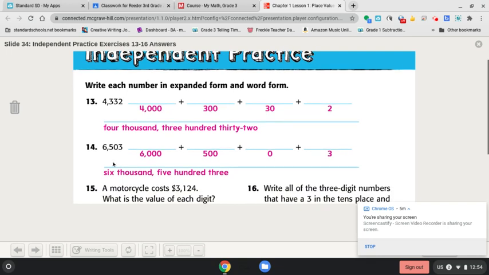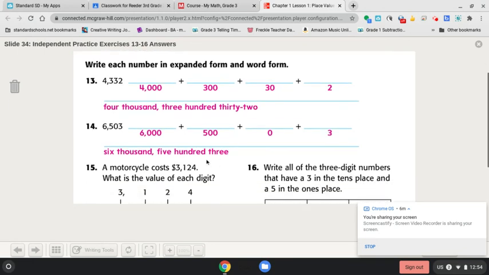So again, how many thousands? 6,000. How many hundreds? 500. There's no tens, so we put a 0, and there are 3 ones. So it writes 6,000, there's the comma, 503.